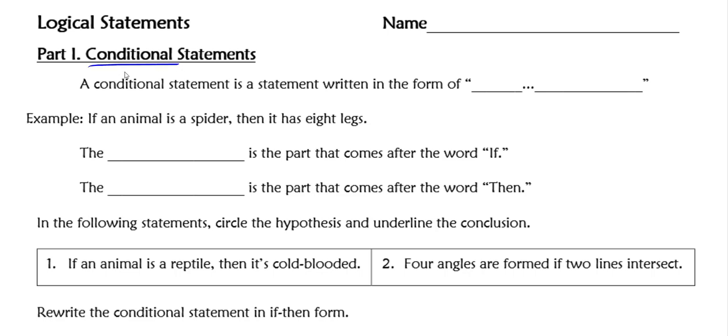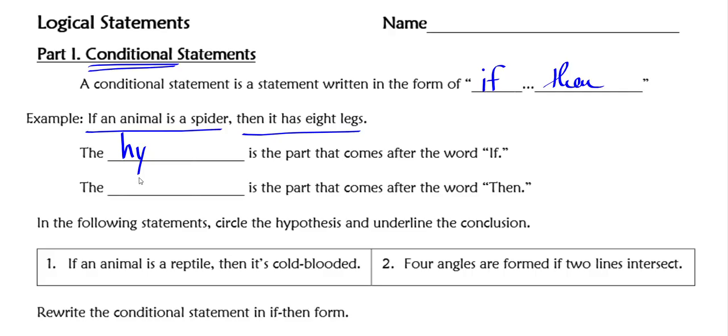First part is going to be about conditional statements. Conditional statements have two parts. We have an if part and then a then part. It's basically a cause and effect relationship. If this happens, then this will happen. If an animal is a spider, then it has 8 legs.